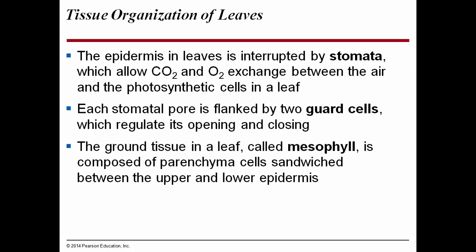Tissue organization of leaves. The epidermis in leaves is interrupted by stomata, which allow for carbon dioxide and oxygen to exchange between the air and the photosynthetic cells of a leaf. Each stomatal pore is flanked by two guard cells, which regulate its opening and closing. The ground tissue in a leaf is called mesophyll. It is composed of parenchyma cells sandwiched between upper and lower epidermis.